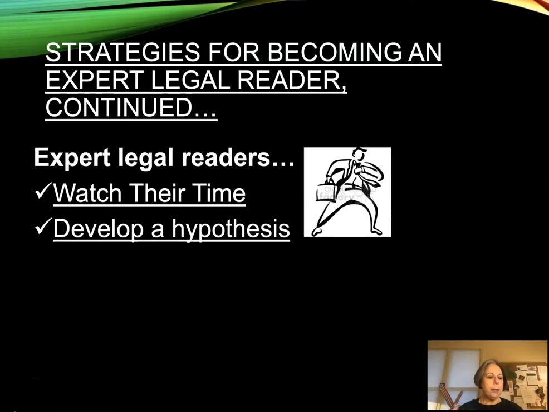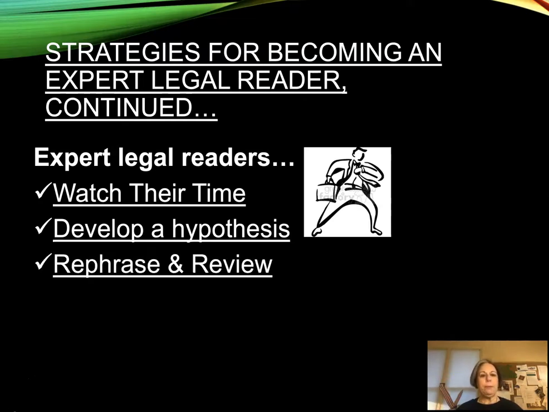Develop a hypothesis. What this means is, as you start reading through the case, try and figure out, try to suss out the purpose of the case. Where is this going? What is the rule? Is it going to be a majority or minority? Try and keep your mind actively engaged with that.